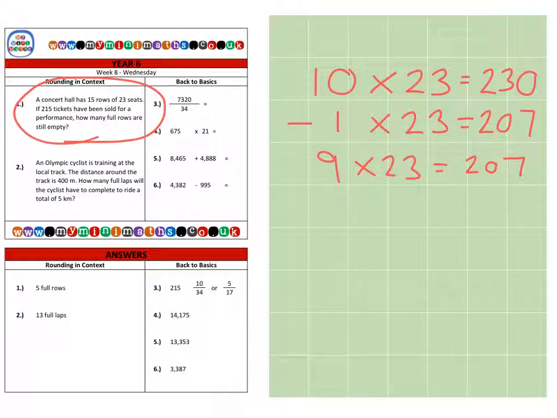Therefore, if we've sold 215 tickets, we're going to need the extra row to accommodate the extra 8 people. So therefore, 15 take away the 10 used rows will give us 5 spare rows altogether.